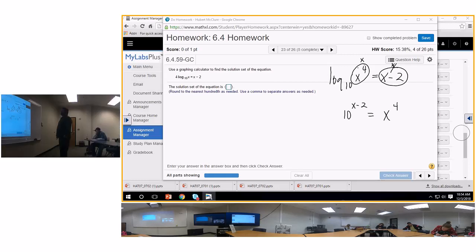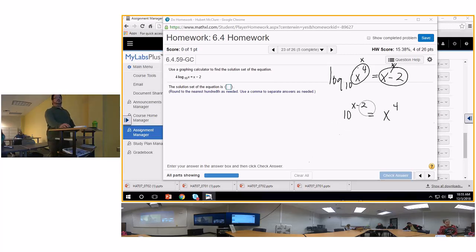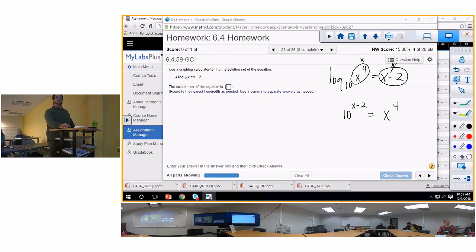How do they want you to use a calculator on this? Hold on a second. I'm trying to see what they want you to do here, because you can't use a calculator on this. You have to change it around before you use the calculator. Well, I did, but that is not going to help you at all, because that's going to give you the 4th root of 10 to the x minus 2 power, unless they want you to use the change of base formula.